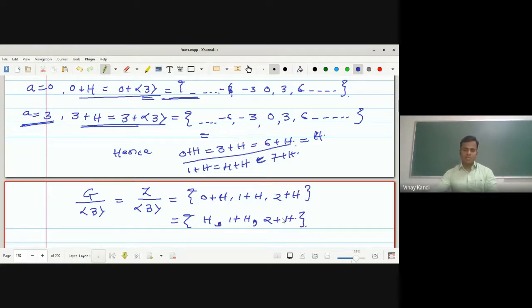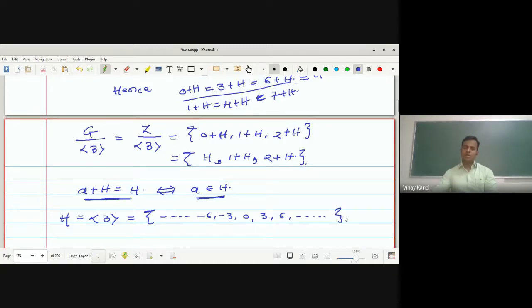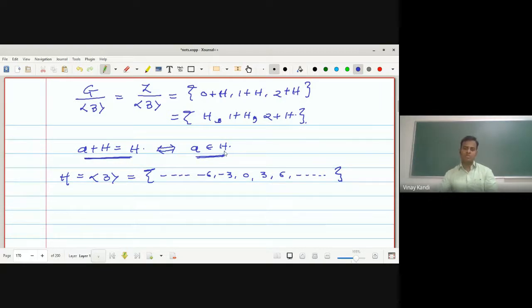Now a condition was stated to you. What was it? If a + H = H, then a belongs to H. What is H here? H is the ideal generated by 3, which is minus 6, minus 3, 0, 3, 6, and so on. Now take a as any element belonging to H. Take any one element from H. Suppose a = minus 3. So minus 3 + H. What do we get?